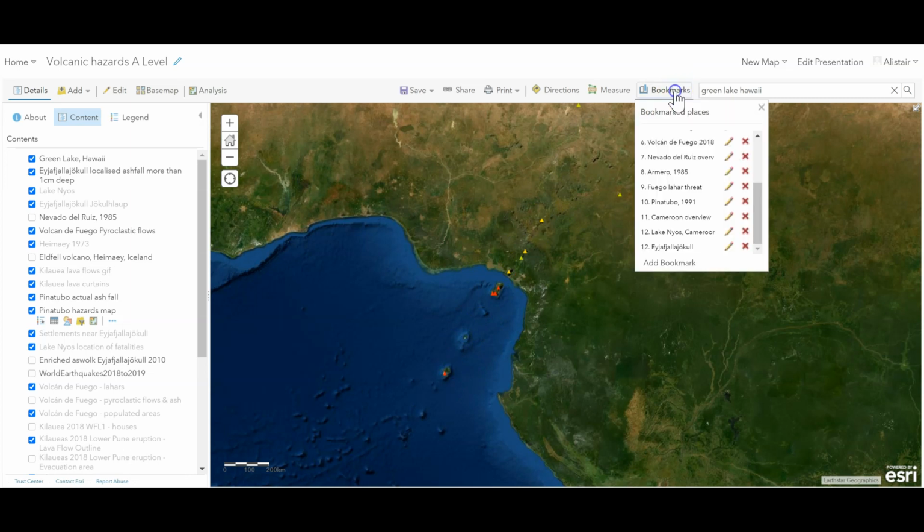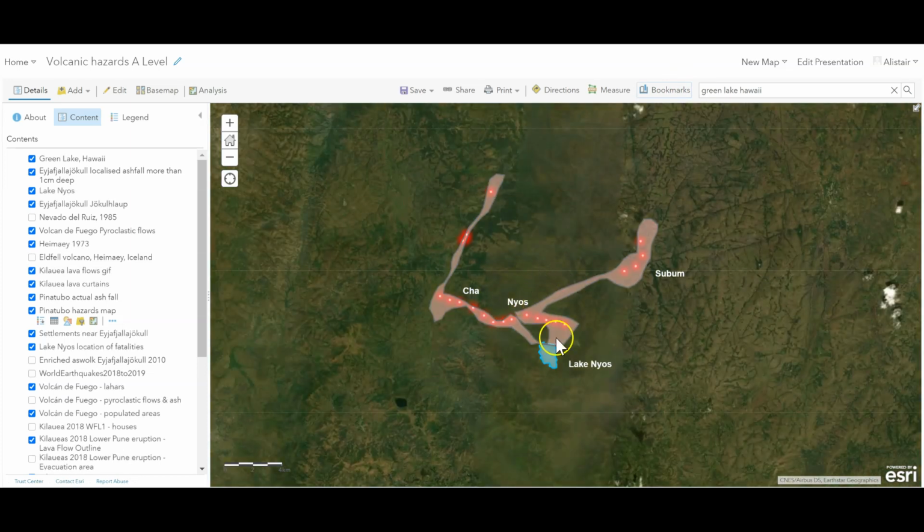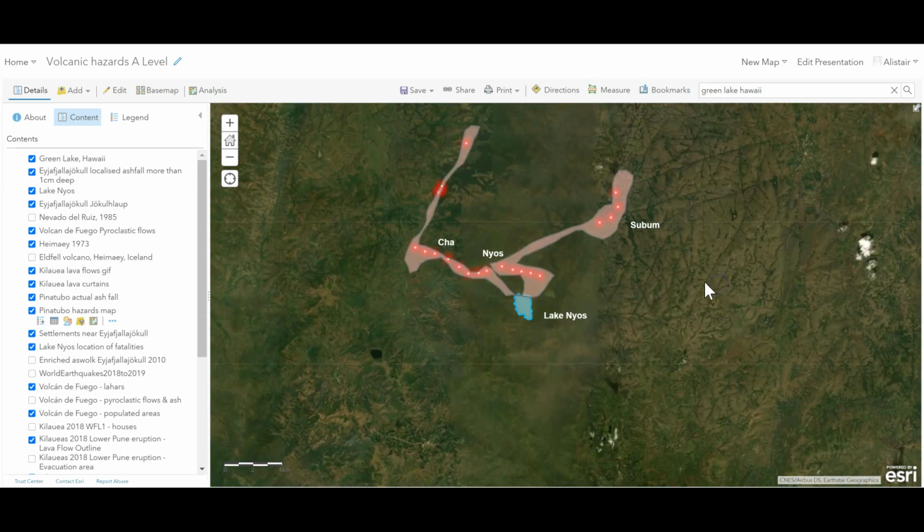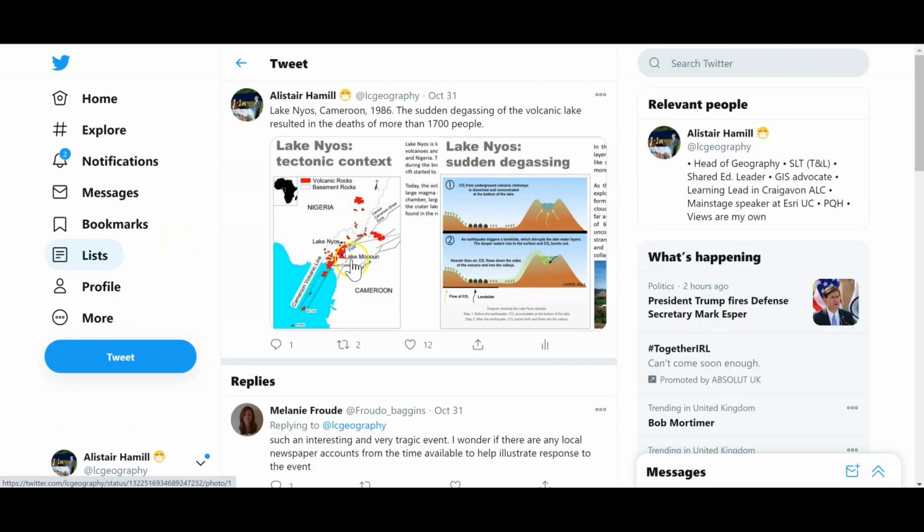But the thing that we're going to be most interested in is Lake Nyos here in this part of Cameroon, around an area where we have a number of these volcanoes and fissure eruptions taking place. And what we're seeing in Nyos is probably the worst example and the greatest tragedy that I'm aware of involving volcanic gas. So let's have a look at the story of what happened with Lake Nyos.